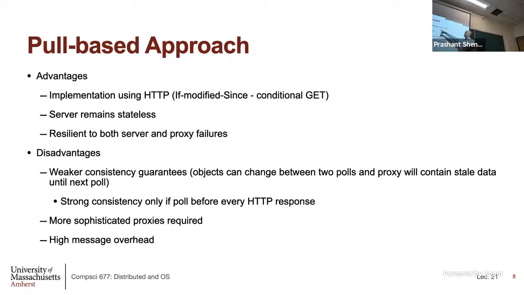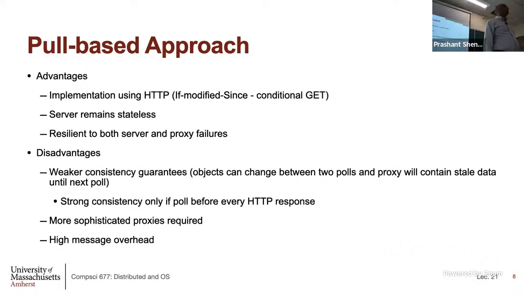So, advantages and disadvantages. Again, with pull-based approaches, you can implement this using standard HTTP. You require no additional support from the server, unlike push-based, which has to support push functionality at the server. Okay. This can be done with any server that supports HTTP, which is every web server, because you are just using conditional GET and IMS messages. The server remains stateless. The server doesn't have to keep any state. Okay. The proxy is just sending poll messages. Okay. It is resilient to both proxy and server failures.